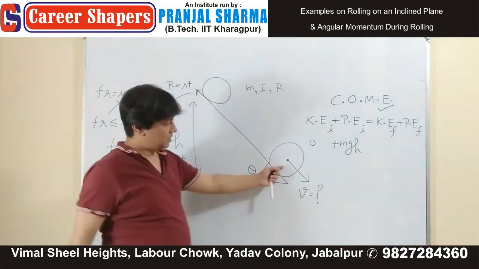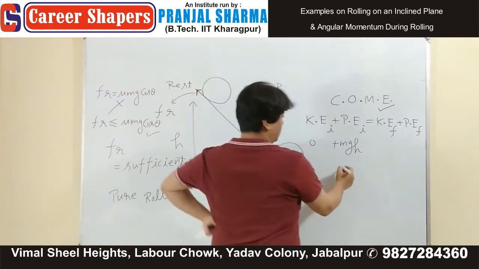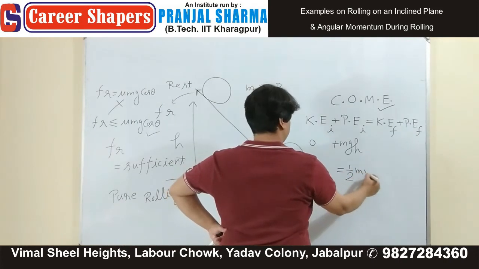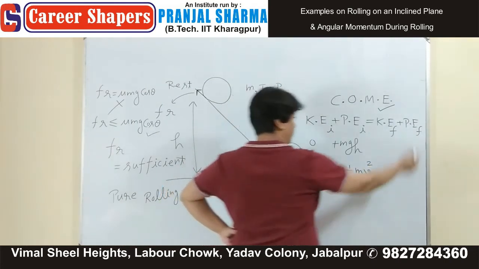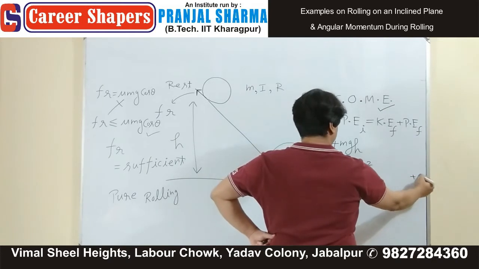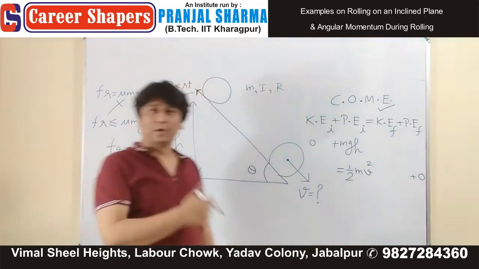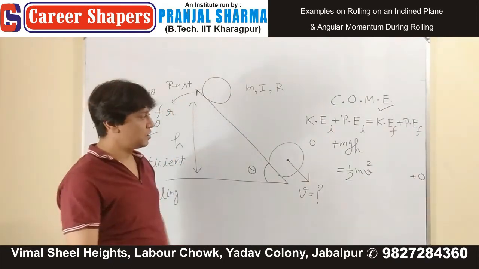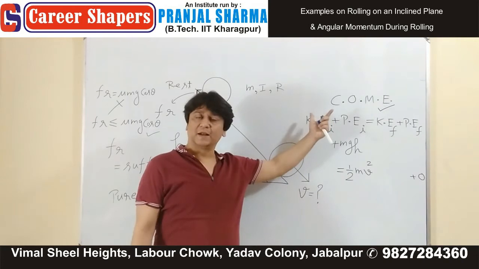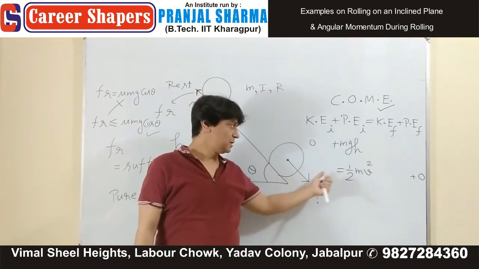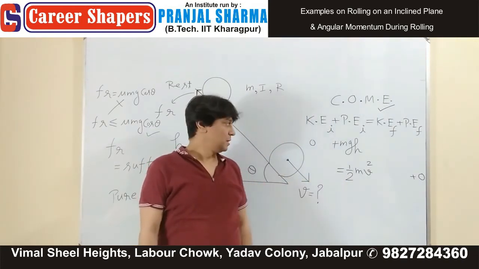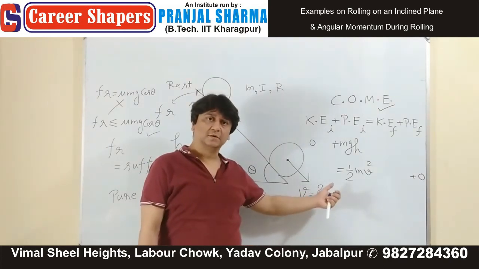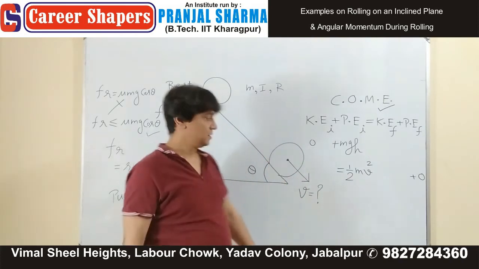When it is at the lowest point, kinetic energy is half mv square. Potential energy becomes 0. Normally people answer this way. Once I give you this information, normally after I tell them to use COME, they produce an answer like this. What is missing is fundamentals of rolling.